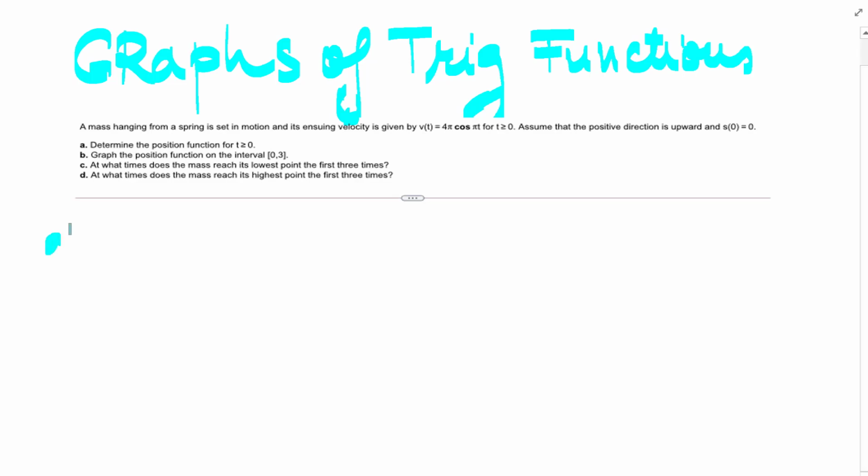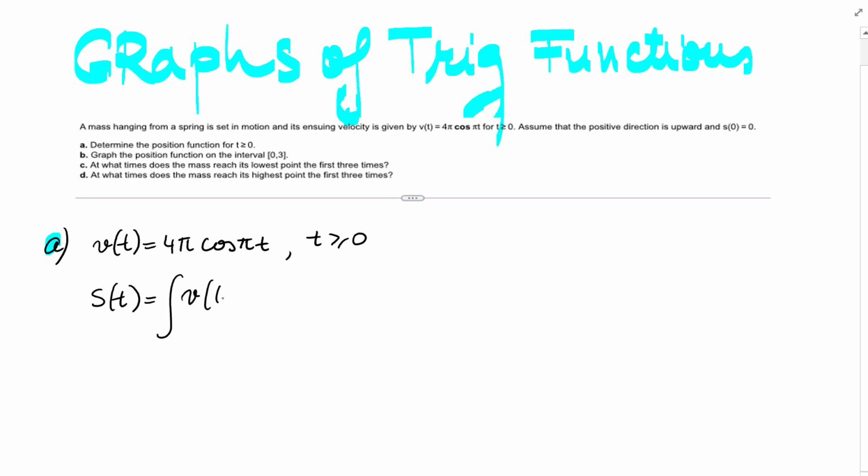So let's work out the solution. v of t is equal to 4 pi cosine of pi t, where t is greater than or equal to 0. Now s of t is given by the integral of v of t dt, because v of t is the derivative of s of t, right? I can write s dot, with that dot representing the derivative of s with respect to t.